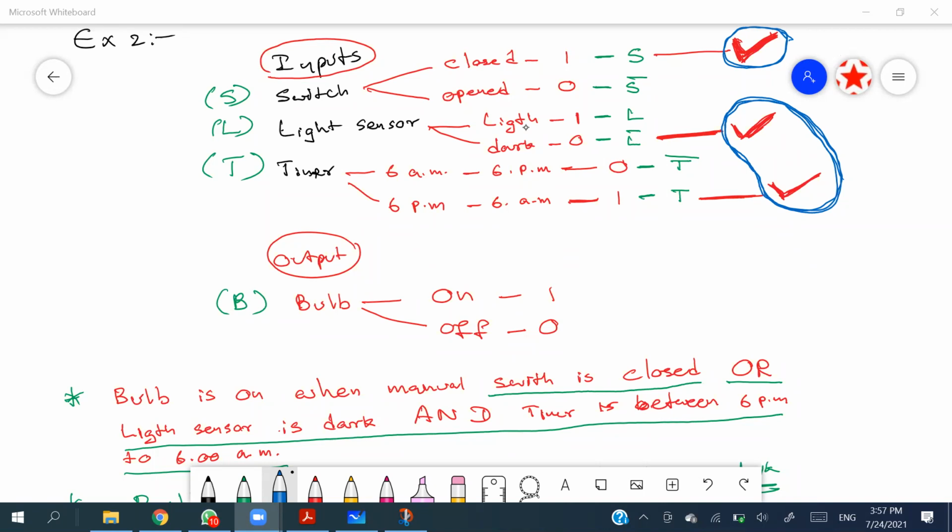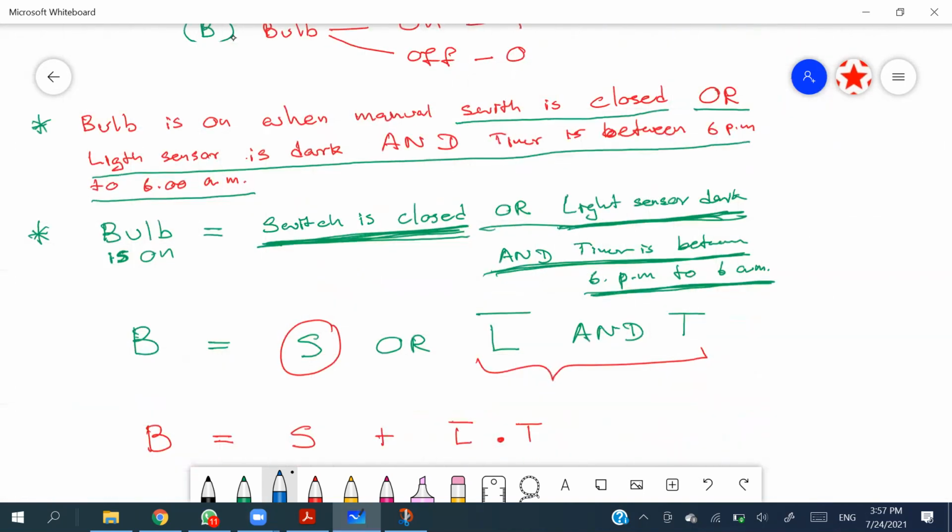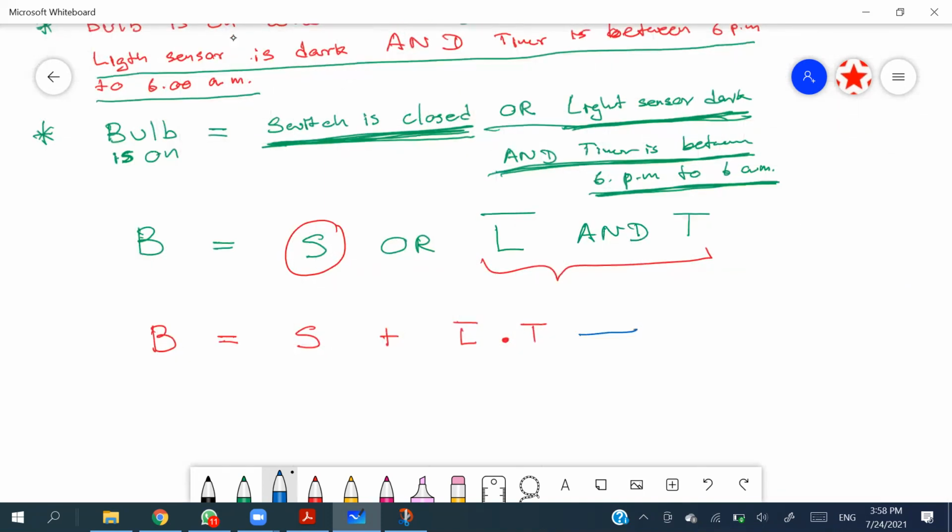Okay. So look at the states that they collect. This is S. This is L bar. And this is T. So those are the letters I have taken. S, L bar and T. So switch is closed. It indicates by S. Light sensor dark indicate by L bar. And timer is 6 p.m. to 6 a.m. indicates by T. So that gives you the final answer. Is that clear?